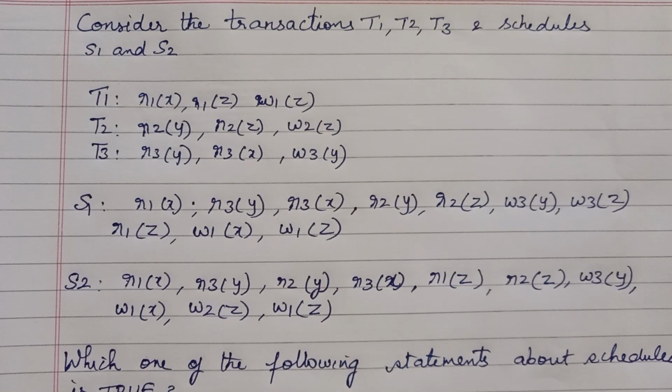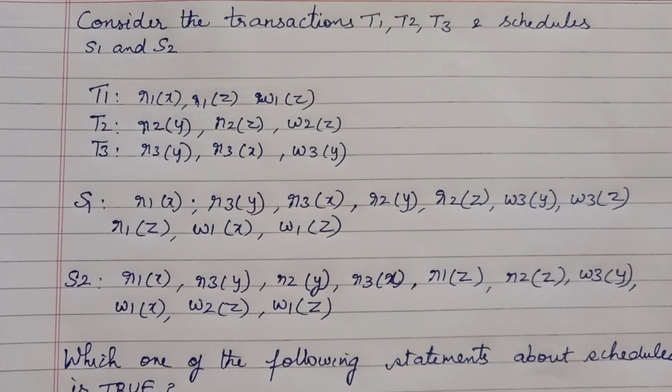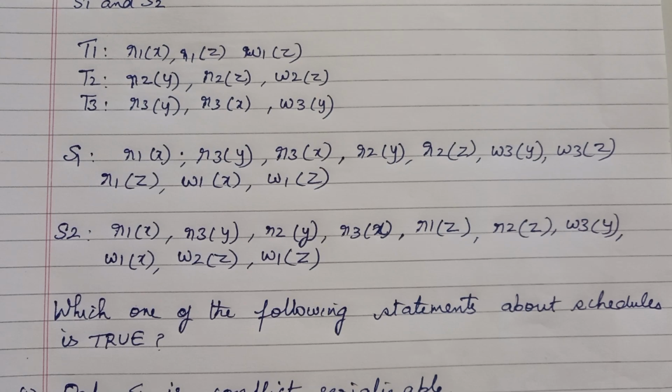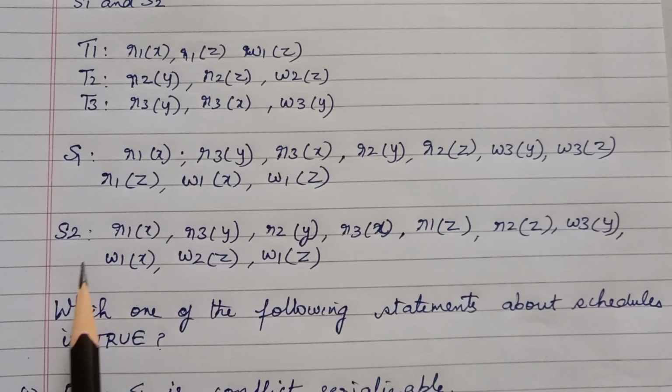Today we'll solve a problem in DBMS. The problem is: consider the transactions T1, T2, T3 and schedules S1 and S2. They're given the transactions and then they're given schedules. In the schedules you have the read, write, and then the data items for respective transactions, and they're given two schedules S1 and S2.